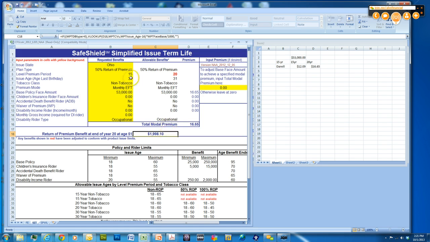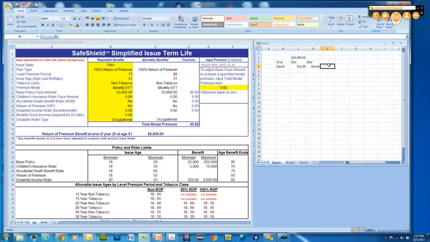Yes. Okay, now I'm going to show them a third option. The third option is, well, why don't we cover 100% return of premium? So the 100% return of premium, you can see, is $40.85. Okay, it's a lot more money, but they get their entire money back on it.